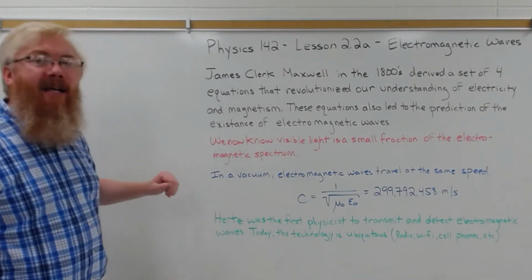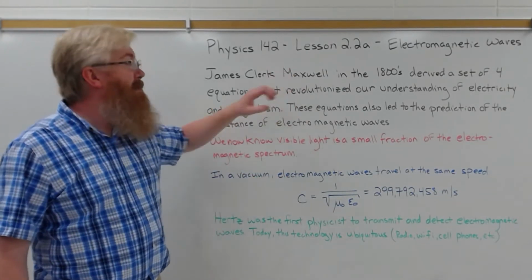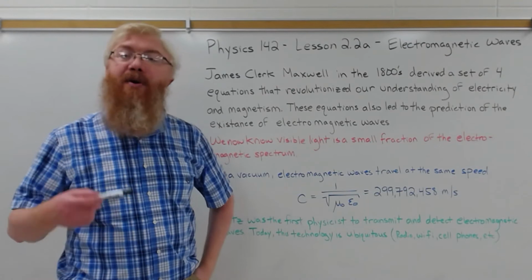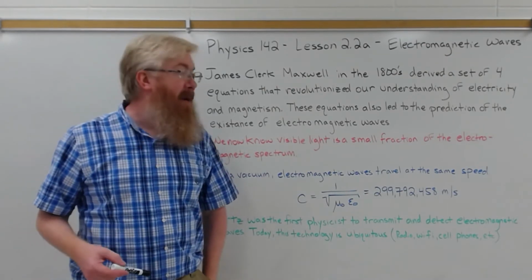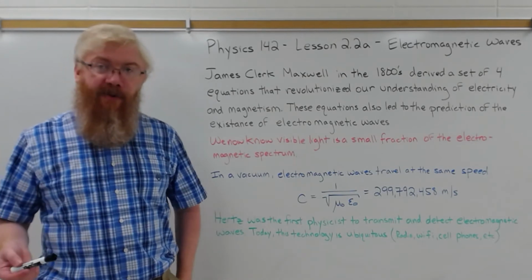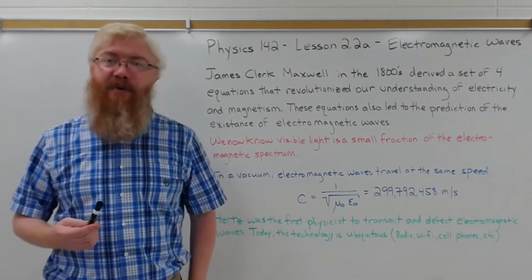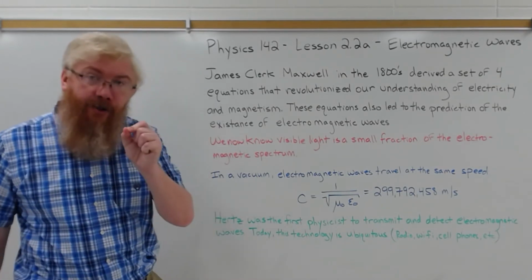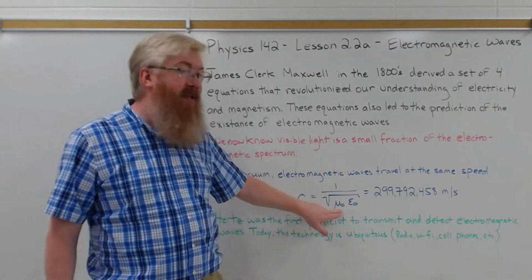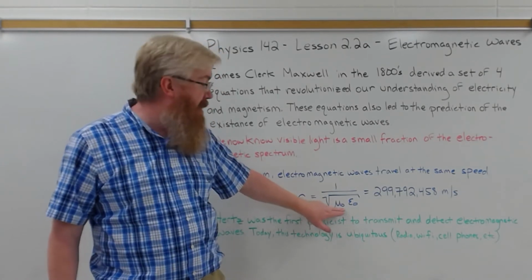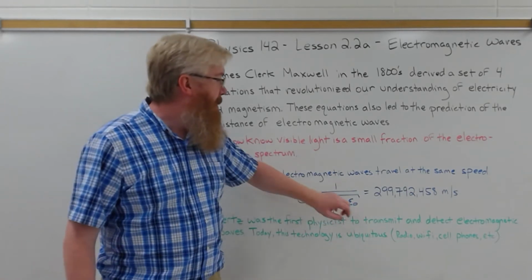Now, in a vacuum, using Maxwell's equations, Maxwell predicted the speed of an electromagnetic wave to be about 3 times 10 to the 8 meters per second. That's what your book gives, 3.00 times 10 to the 8 meters per second. The exact version: the speed of light is 1 over the square root of the permeability of free space and the permittivity of free space, although I might switch those around.